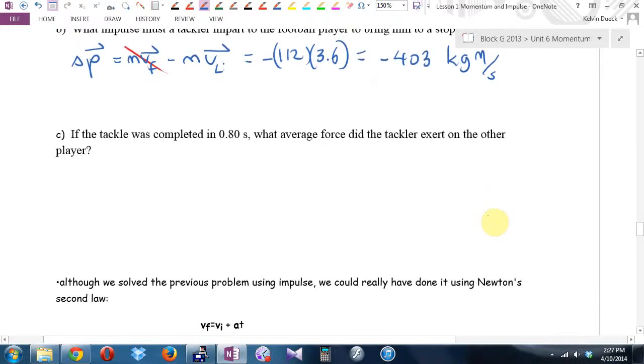Oh, if the tackle was completed in 0.8 seconds, what average force did the tackler exert on the other player? What are they asking me to find here? What did I just find in part B? Impulse? Hey, there wouldn't by chance be an equation that has force and impulse in it. Is there? There might be. Force times change in time equals impulse. Shaq, how would I get the F by itself? Because you're a football guy too, so you should know some of this.